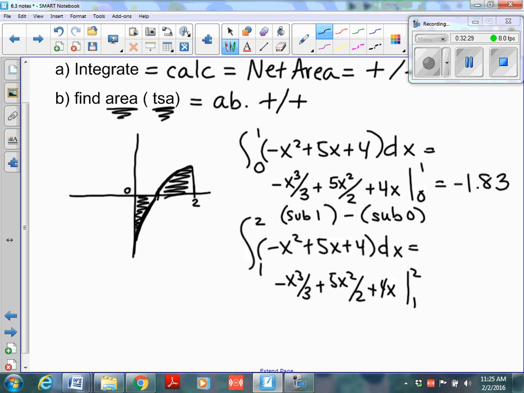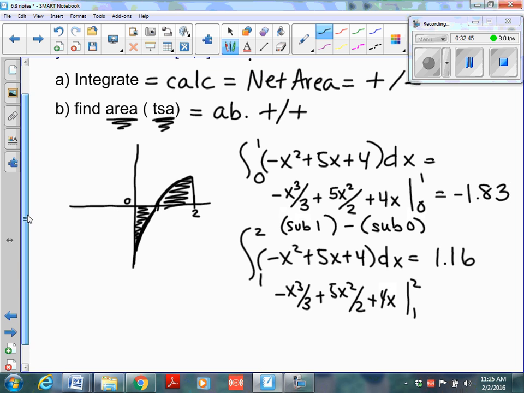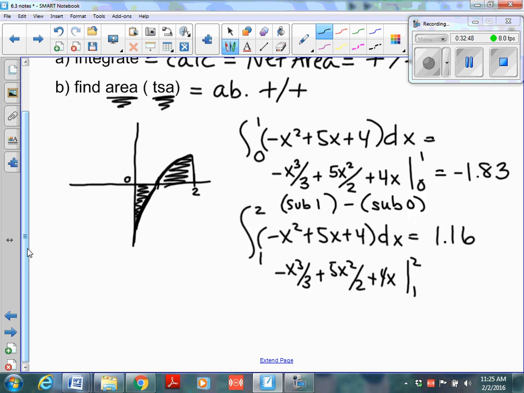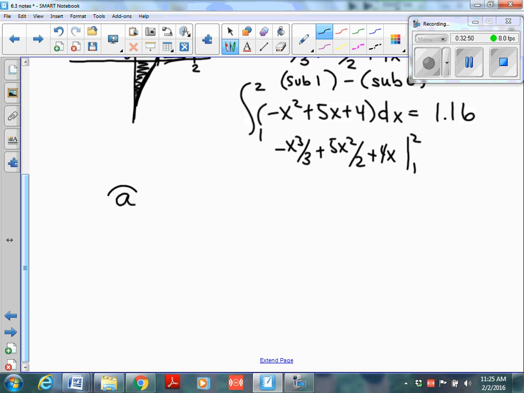Then, when you do this, I'm just going to speed this up, you're going to get 1.16, which would make sense. Does that make sense to you? From 0 to 1, wouldn't you get a negative 1.83 because it's below the x-axis? And above the x-axis, you're going to get 1.6. So, I'm going to answer A and B on the same thing. So here's my A, net area, and here's my B, total surface area.